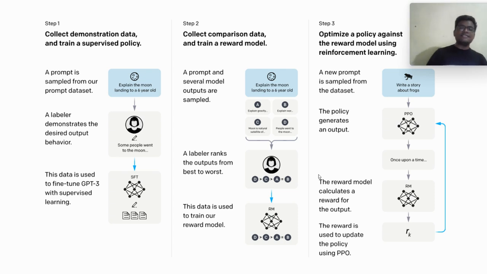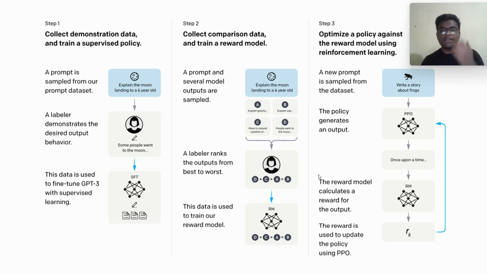So what does it do? Let's talk about the same prompt we just saw: explain the moon landing to a 6-year-old. What does this prompt say? I can see that the moon landing talks about gravity or astronauts landing on the moon, and a 6-year-old can also represent a person. From my perspective, I can decode all those things from the given prompt. So it finds several outputs from this prompt. I'm going to say several model outputs are sampled.